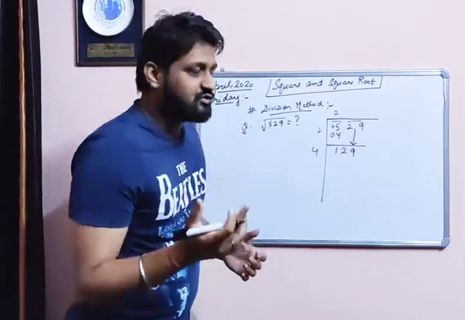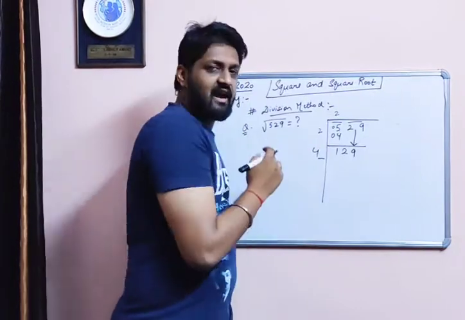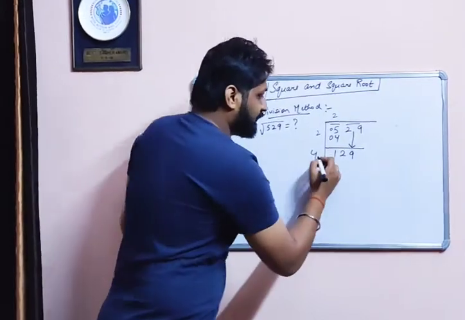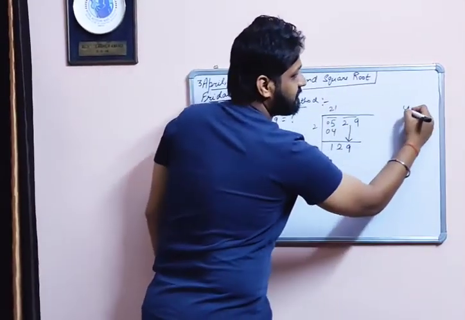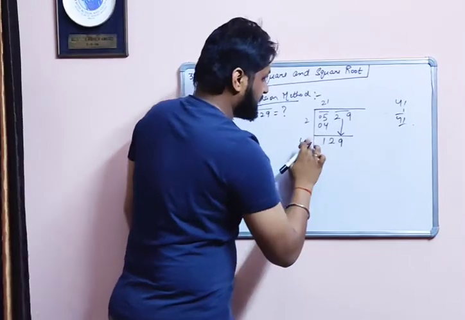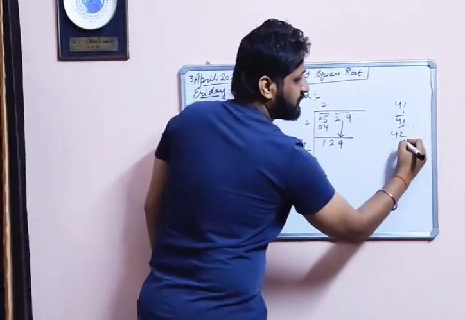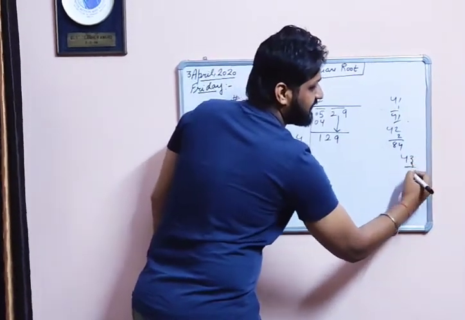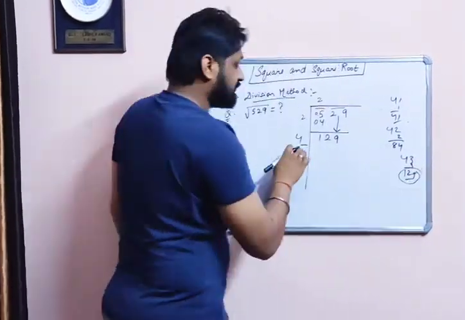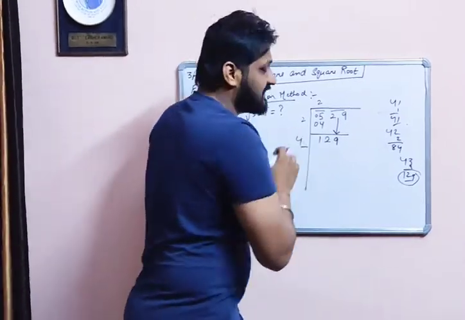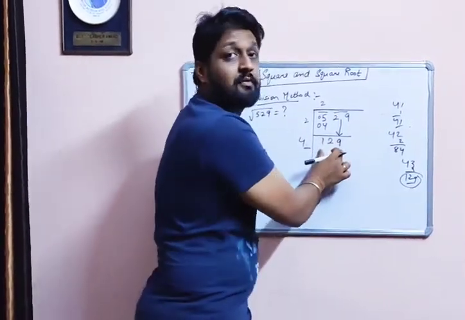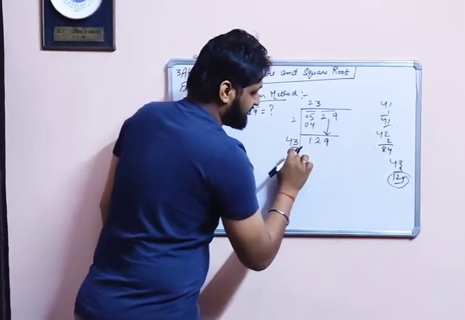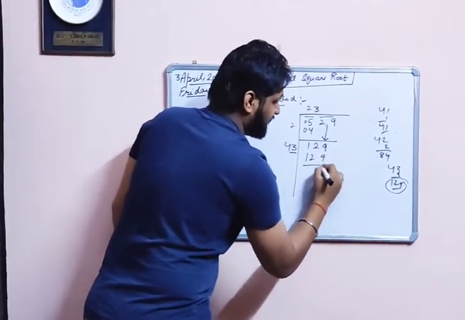Now we have to think of a number here which can come close to that number. If we multiply 41 by 1, we get 41. If we multiply 42 by 2, we get 84. If we multiply 43 by 3, we get 129. So we have to think of a digit by which we multiply that can come closer to that number, or maybe equal to that number. So the digit is 3, so here we will write 3. 43 multiplied by 3 is 129 and the remainder is 0.